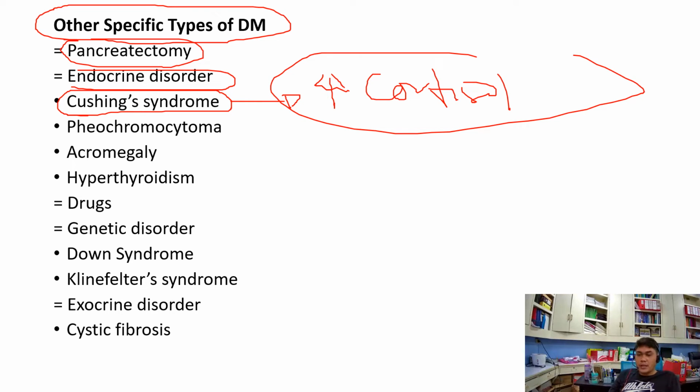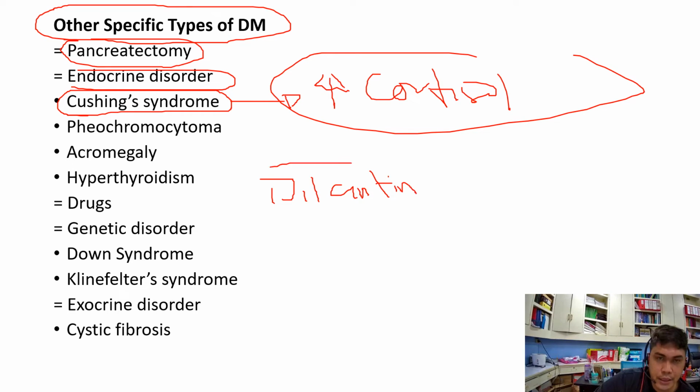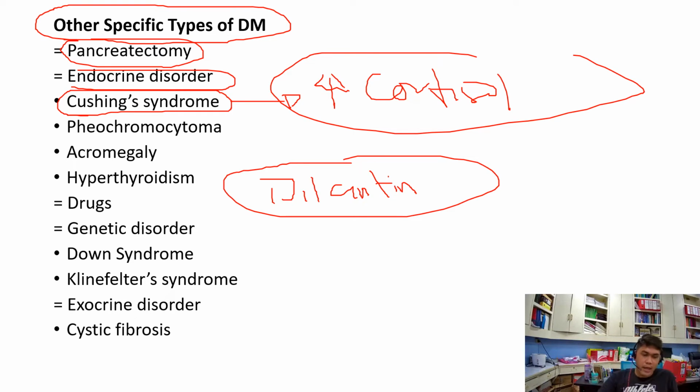Okay. Then next, you have drugs. So example, the drug dilantin. So dilantin is an anticonvulsant drug, and the effect is that it inhibits the secretion of insulin. Okay, so that is for dilantin.